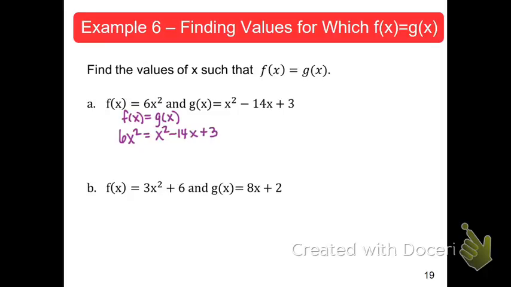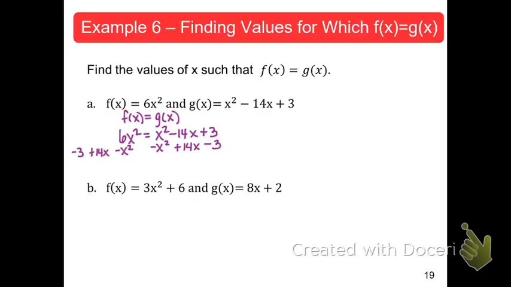Well, how are we going to solve this? I have an x squared and an x, which clues us in that we're going to need to factor. And I need it set equal to 0 to do that. But typically we don't want a negative x squared, so I'm going to move everything to the left. So I'm going to subtract the x squared, add the 14x, and subtract the 3.